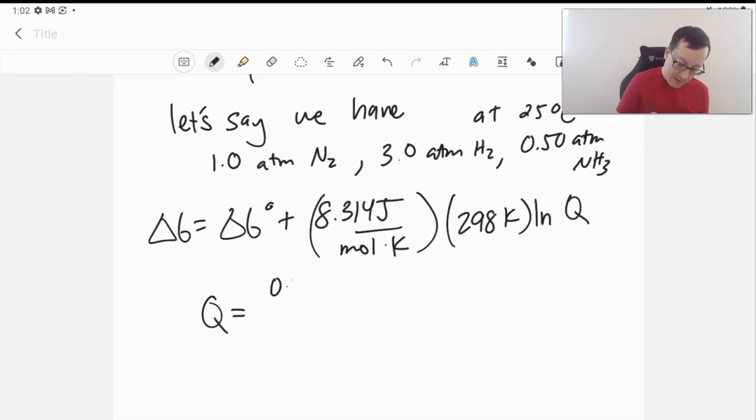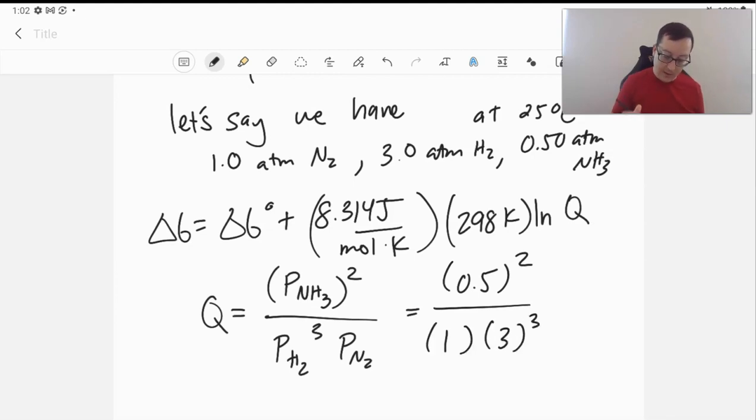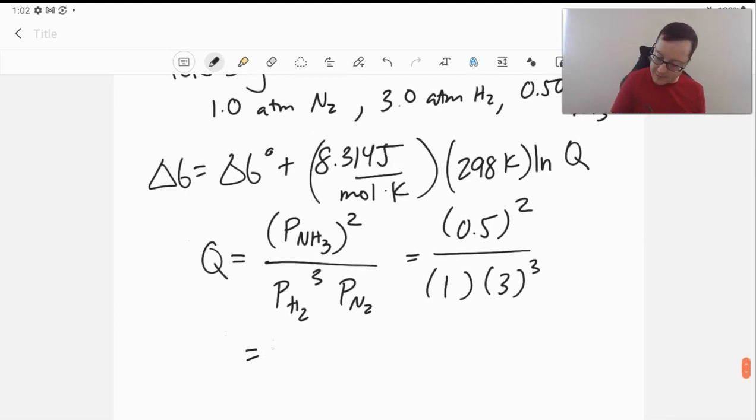Remember that Q is going to be our reaction quotient, products over reactants. So we have our ammonia squared over our hydrogen cubed and our nitrogen, which will be 0.5 squared over 1 times 3 cubed. I'm going to use the calculator. 0.5 squared divided by 3 cubed. All right, Q in this case is 0.00926, we'll say.